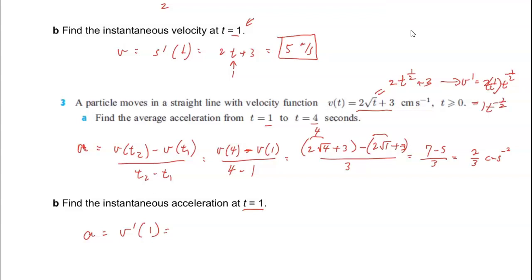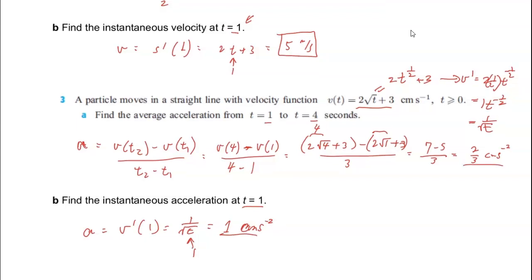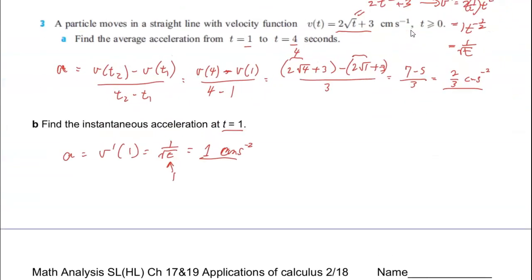Okay, so basically, if I want to rewrite it as a square root, it would be 1 over square root of t. And if I want to find the value of v dash of 1, it would be 1 over square root of t, and I'm going to plug 1 in for t, so that would just be 1. So the instantaneous acceleration at t equals 1 happens to be 1 centimeter per second squared. And you can see that it doesn't quite agree with the average acceleration, which is totally expected. Okay, that's it for number one, page 1.